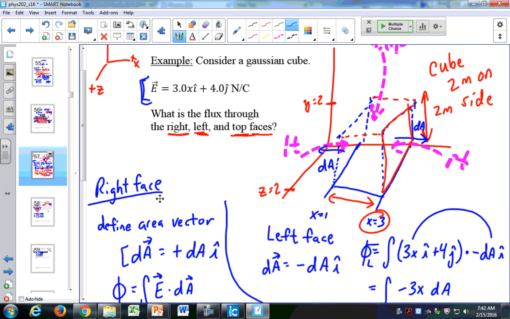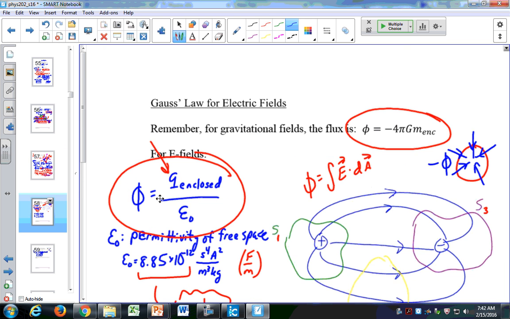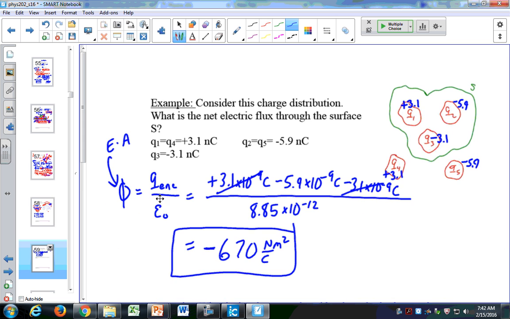Oh yeah, this problem. So here I had this cube, and we found the flux on the top, left, and right faces, and now we want to know what is the charge enclosed by that cube. So now we'll also need to find the flux through the bottom, front, and rear faces. So let's try that out.